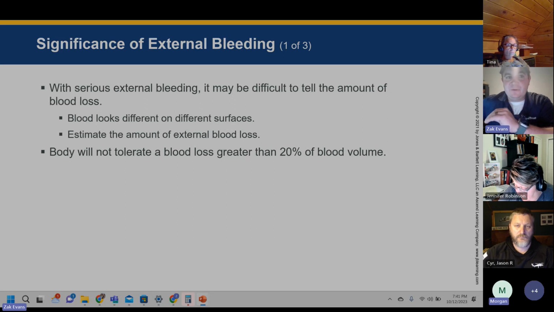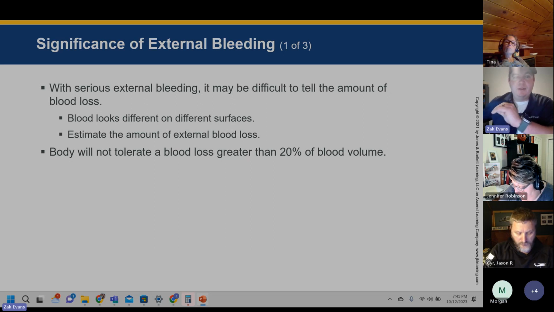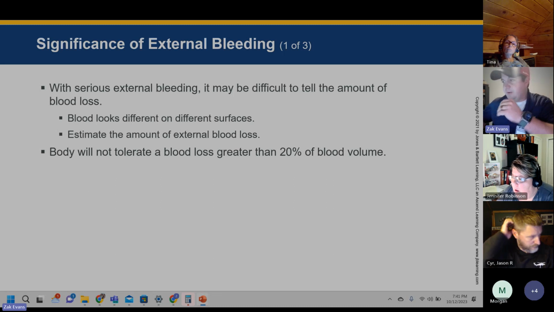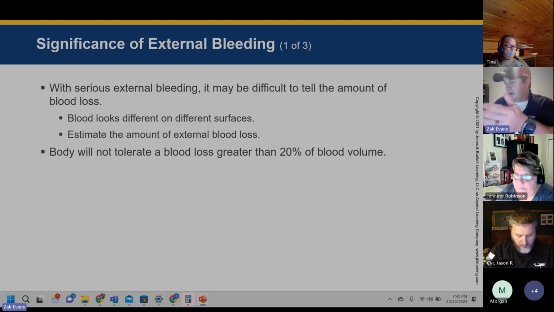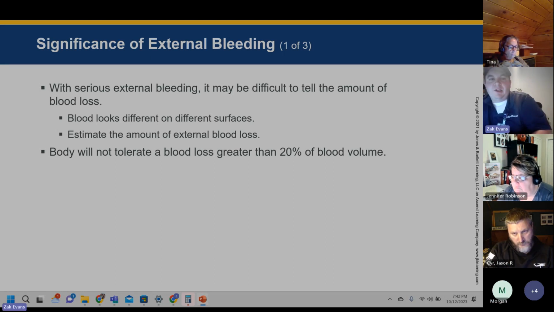It may be difficult to tell the amount of blood loss. Blood looks different on different surfaces. So if you have a liter of blood on carpet versus a liter of blood on a hardwood floor, it's going to look a lot different. The body will not tolerate a blood loss greater than 20% of the volume.